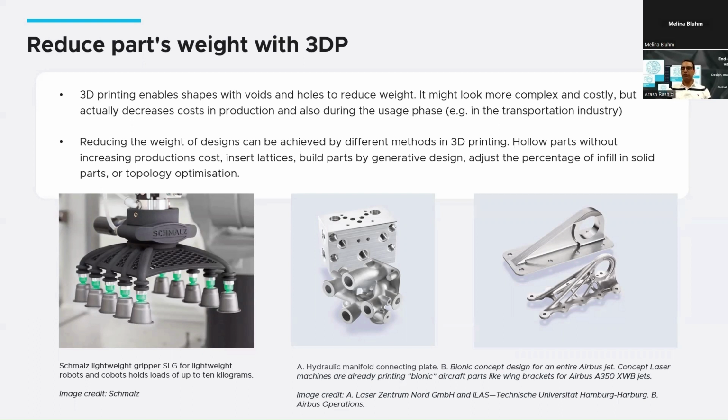Of course, there are different methods. Just for example, printing parts hollow, not in solid form, which might not be possible with traditional manufacturing ways. Of course, you can have generative design or topology optimization and all these, let's say, high-end design tools, where the production is only possible or almost only possible with additive manufacturing.